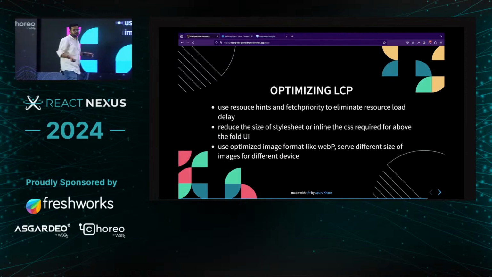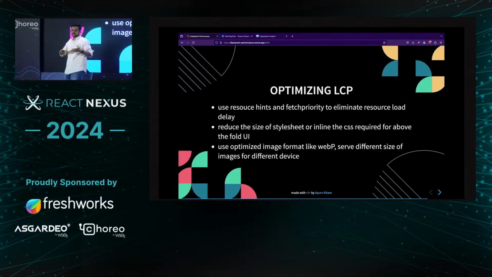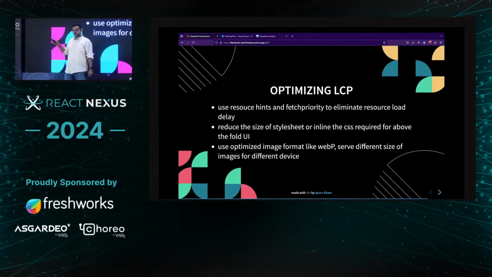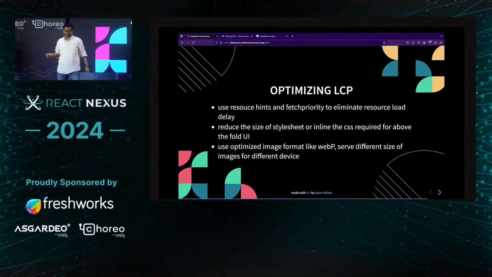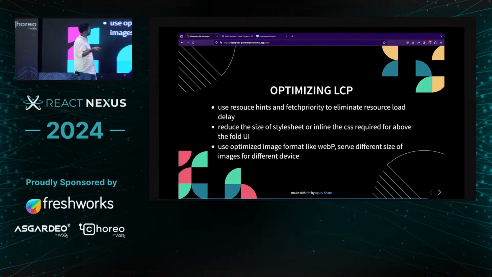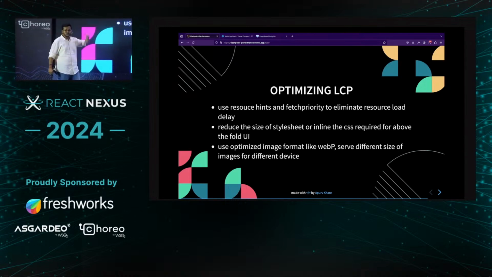Now, let's talk about optimizing the core web vitals, using the knowledge that we gained till now. Use resource hints and fetch priority to eliminate resource load delay. Common, right? Nothing new. Reduce the size of your style sheet or inline CSS required only for above the fold UI. I know inlining CSS is a bad practice, but at least for above the fold UI, you can do that so that it gets rendered fast.